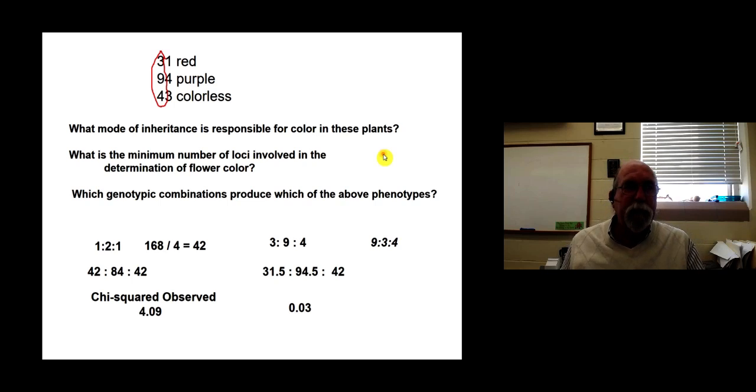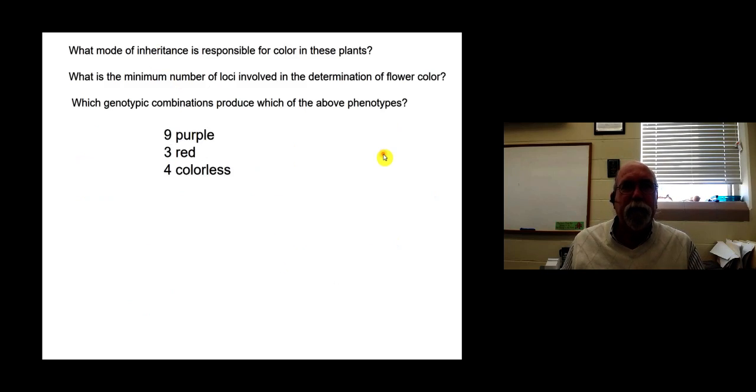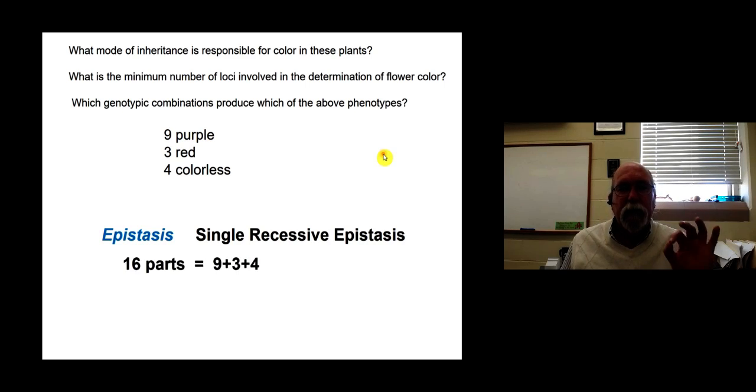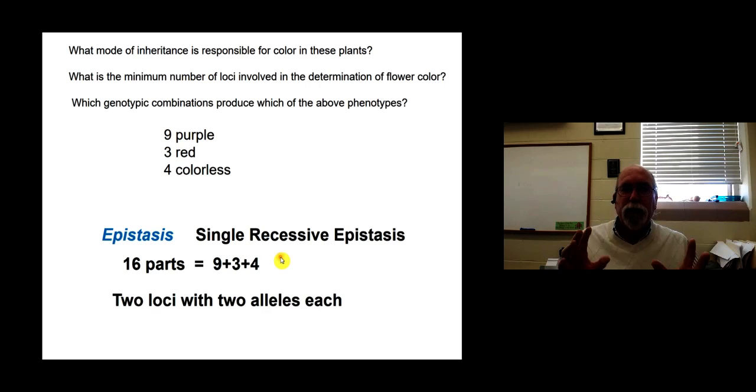All right, so now once we know that, what is the mode of inheritance? Well, 9:3:4 is an epistatic. It's one of the epistatics you have to know, and that's called a single recessive epistatic. 9 plus 3 plus 4 is 16 parts. So that's what's going on there. Where do the 16 parts come from? It only comes from one place that we have to worry about, 2 loci with 2 alleles each. So what's the minimum number of loci involved? It would be 2. How many alleles do they need? 4, 2 each.